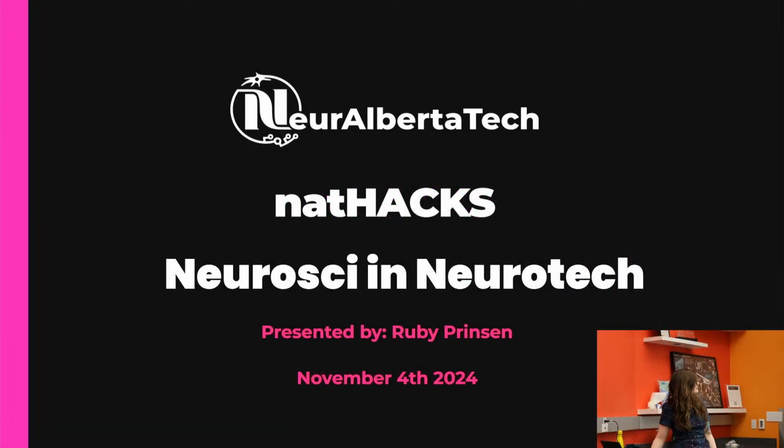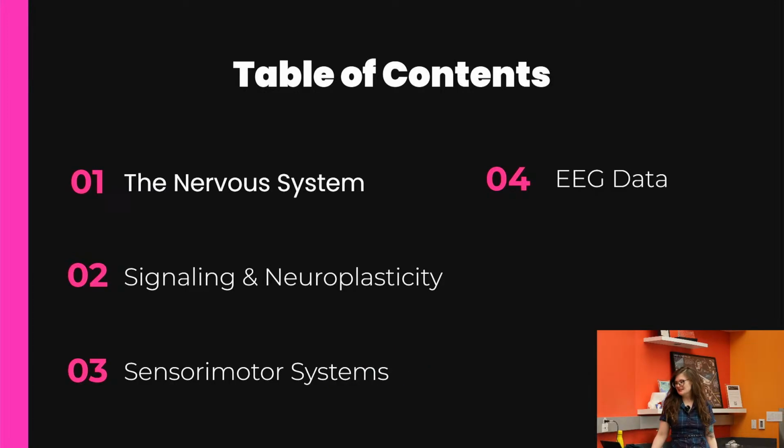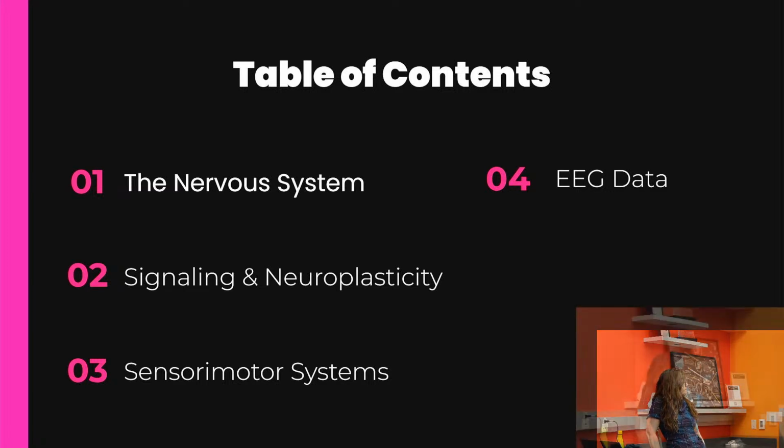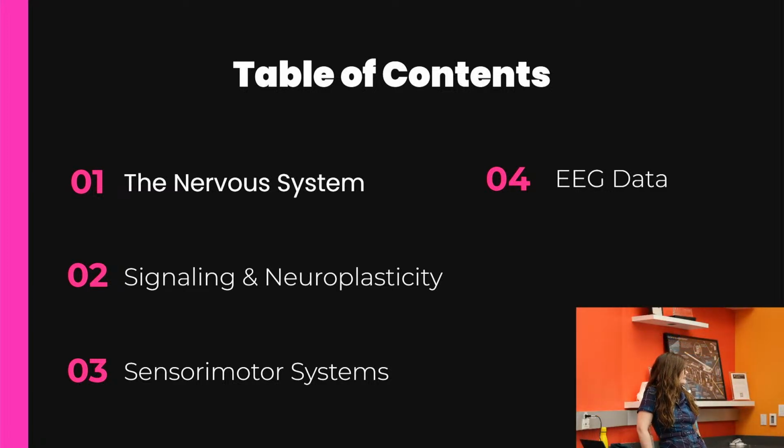Okay, so this is the second half. This should actually be shorter, so we'll see. I'm going to go through more of the actual anatomy that you'll be looking at: the nervous system, signaling and neuroplasticity, sensory motor systems, and EEG data, just to look at one example of how this is measured and dissected.